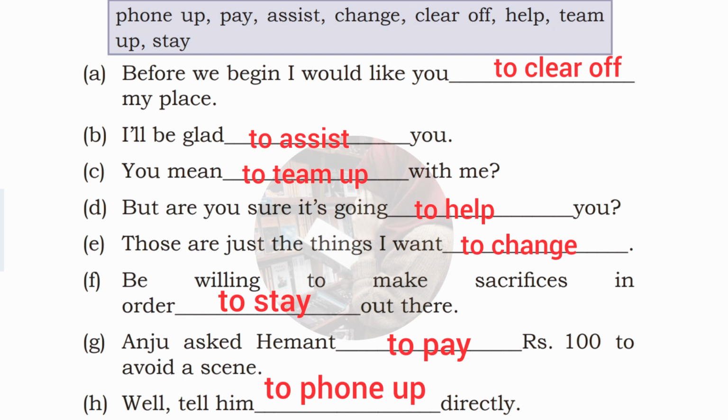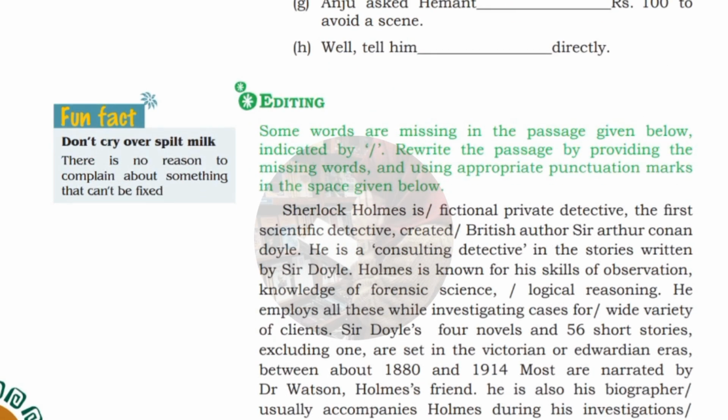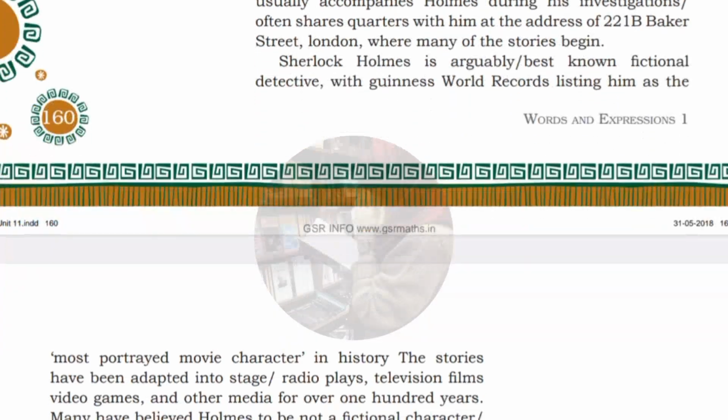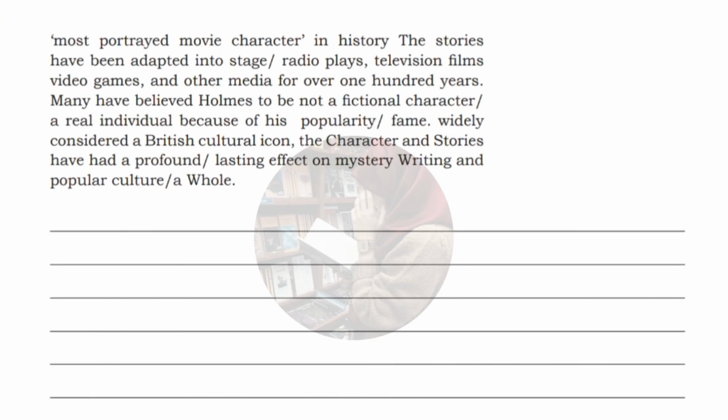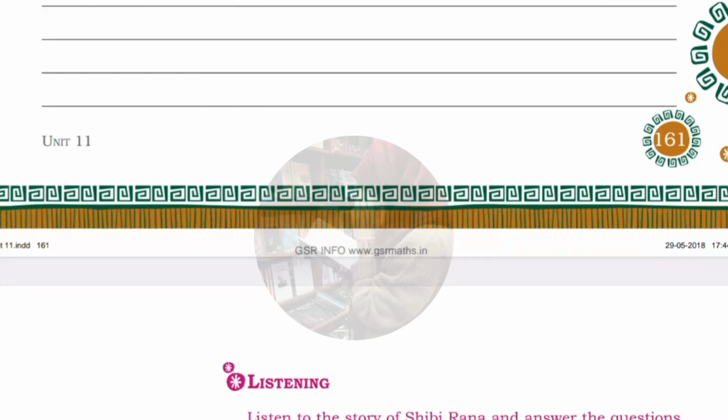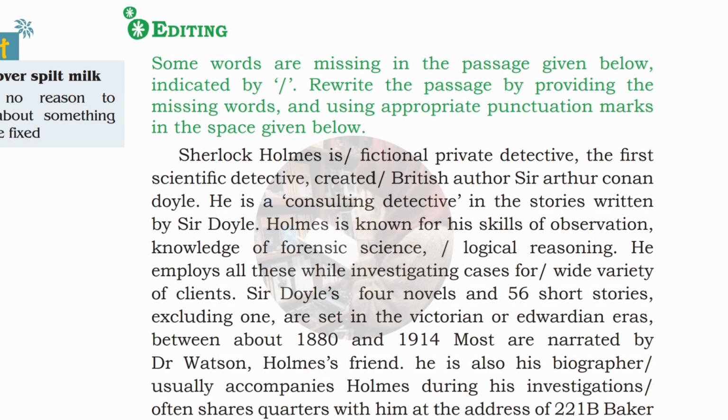Now we are going to move to the next Roman, meaning the next section, which is an editing part. Here in this editing part we have given one passage of Sherlock Holmes, and in the middle of this passage we have given some slashes. Just look carefully. Some words are missing in the passage, so each slash indicates a missing word. In the place of the slash we need to put the correct missing word, and we also have to use appropriate punctuation marks wherever necessary. Then we have to rewrite the entire passage again.